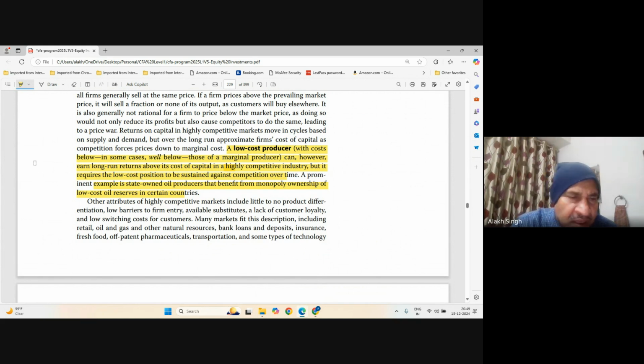A prominent example is state-owned oil producers that benefit from monopoly ownership of low-cost oil reserves in certain countries. It is talking about OPEC countries, that they have this low cost of producing oil because they have a lot of reserves, and so they are sustaining profit over a long period of time.